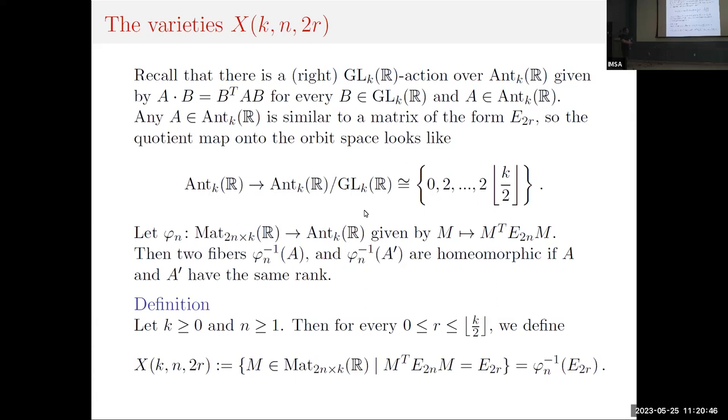And this is just a pre-image of this map of the form E2R, right? And here I keep track of M, I can see this as a linear transformation that has domain R to the K and lands on R to the 2N. And R is the rank of this symmetric matrix. So I want to study these things.